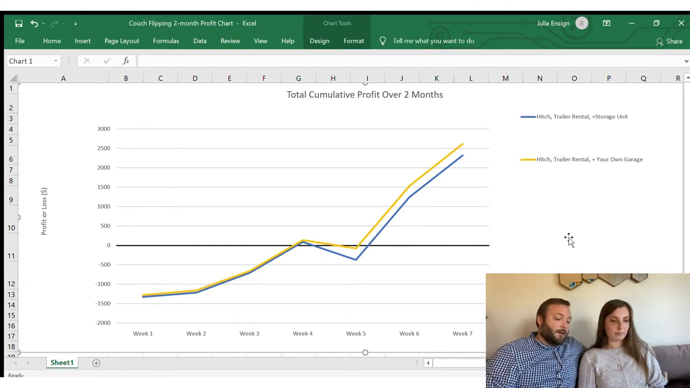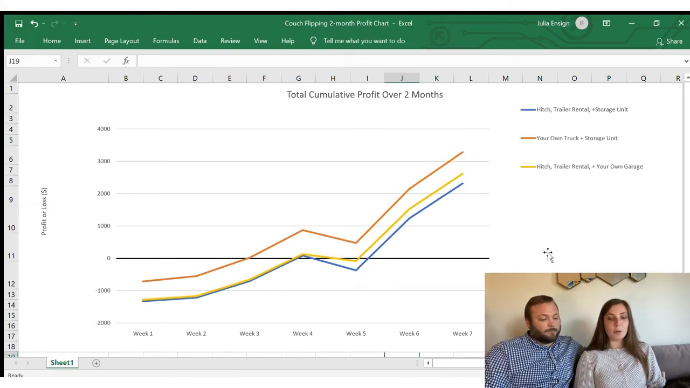Next, you can see here what the difference might look like if you had to still go with the hitch and trailer rental, but you already had your own storage space. So you can see that already within those first 8 weeks, it's going to make a difference. And if you really think out over time, that's just going to get greater and greater because that recurring cost of a storage unit is not going to be something you have to pay for if you already have your own garage.